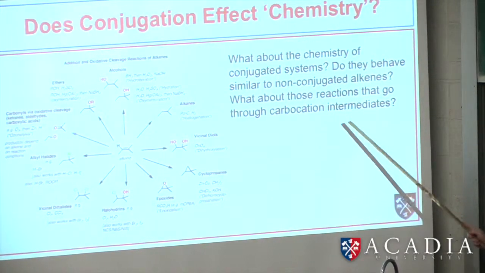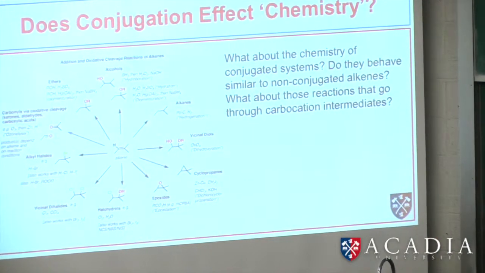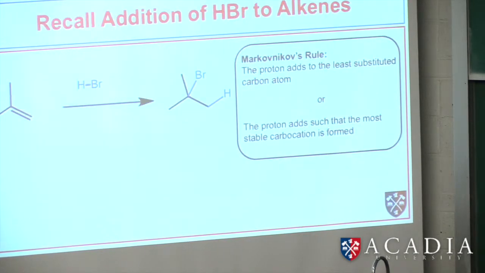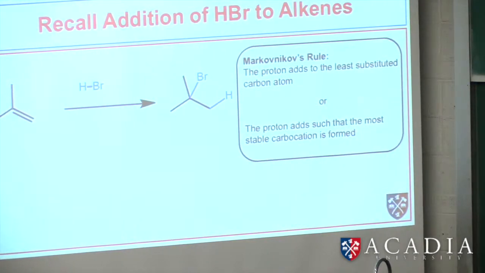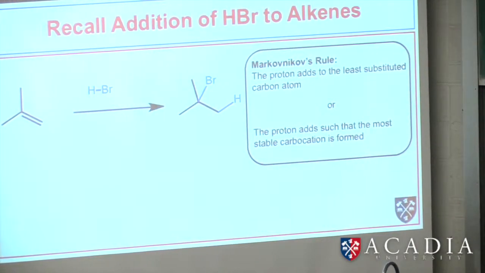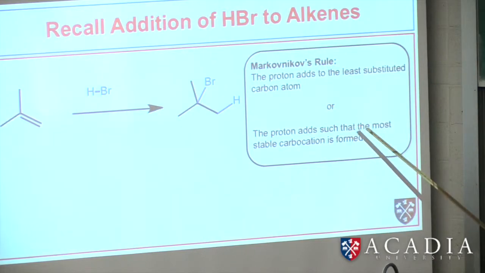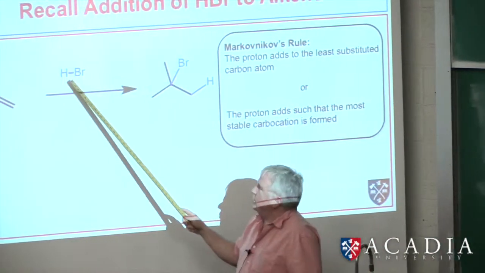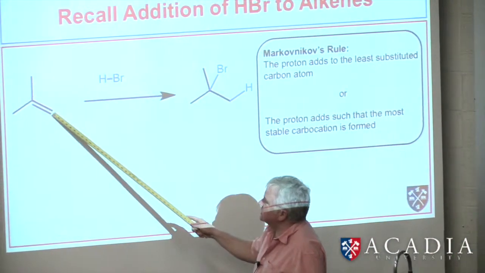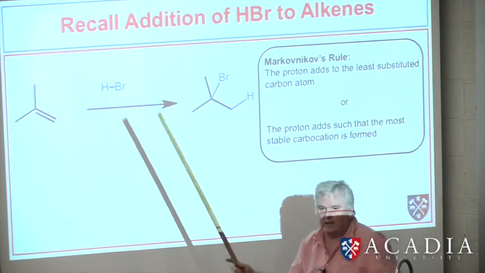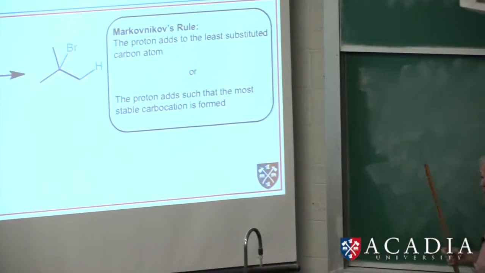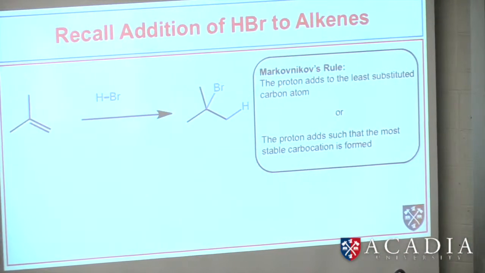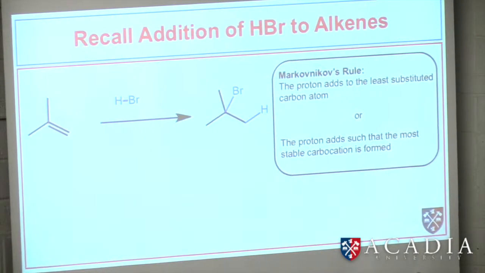Let's think about those reactions that go through carbocation intermediates. We had a lot of carbocation chemistry that we did with alkenes in 2513. Recall the addition of HBr to alkenes. What happens? It follows Markovnikov's Rule, and that is that the proton adds to the least substituted carbon atom. So here, we're going to add HBr across the system. The hydrogen is going to go to the least substituted, and the bromide, because it's actually a proton and bromide, is going to go to the most substituted. Markovnikov found this. He didn't know why. He just noticed that that's what happened.